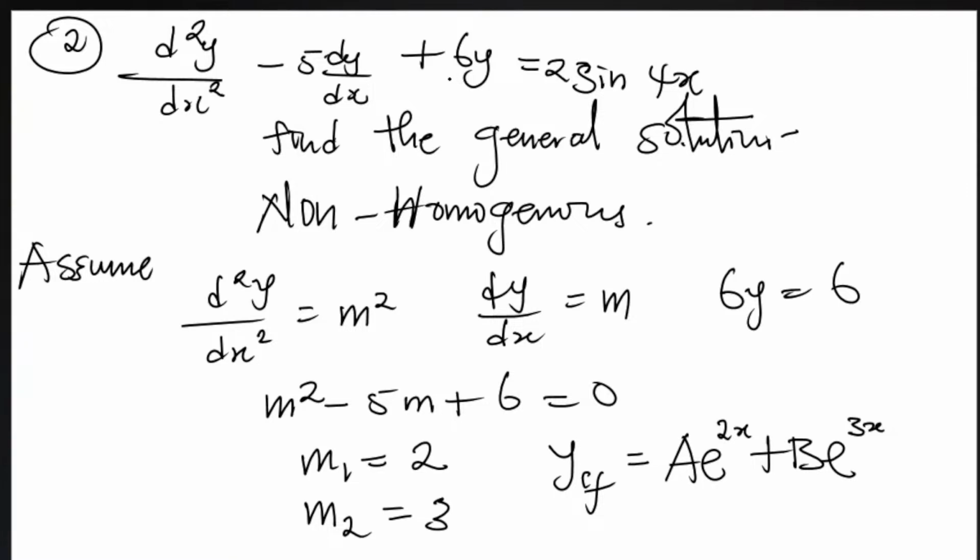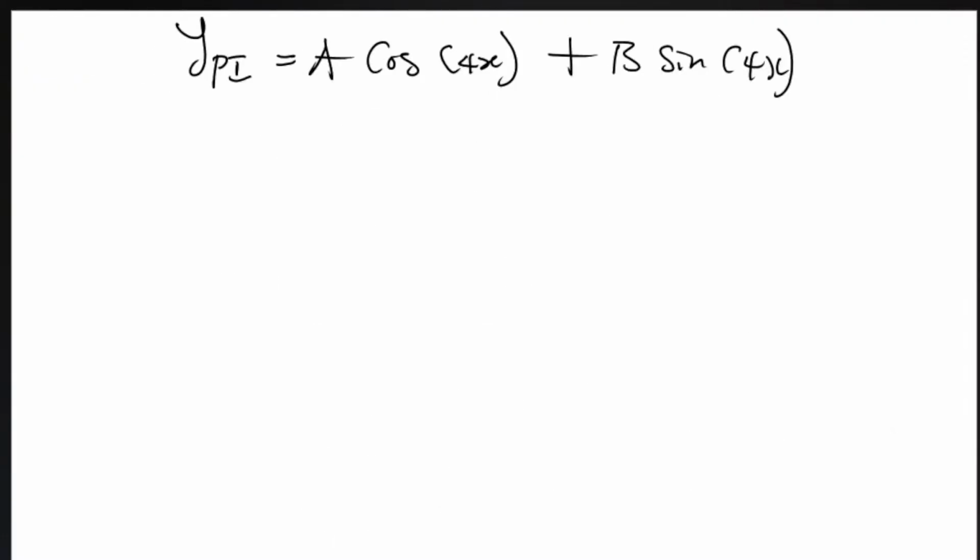Are we together? And remember, our equation was a non-homogeneous function, and the right-hand side was 2 sine 4x. So since our interest is 4x, we are going to introduce an equation for your particular integral that will have a trig function with respect to 4x. That was why we introduced this particular integral equation to be A cos 4x plus B sine 4x. Are we together?